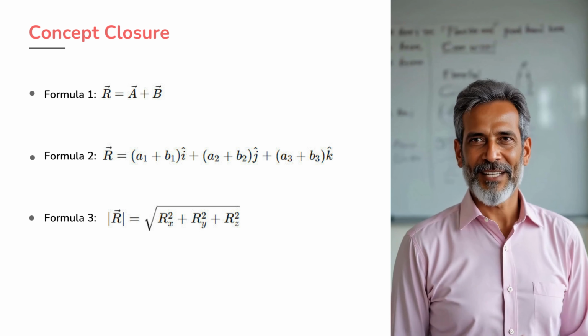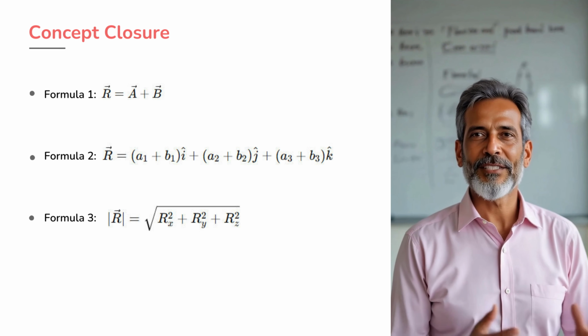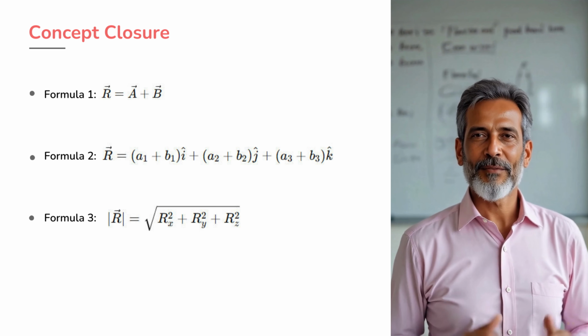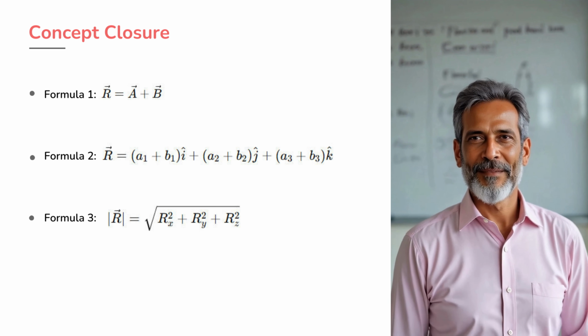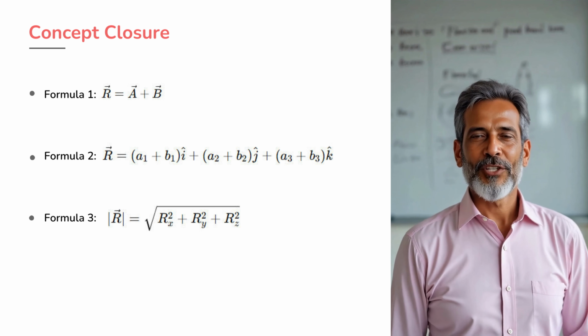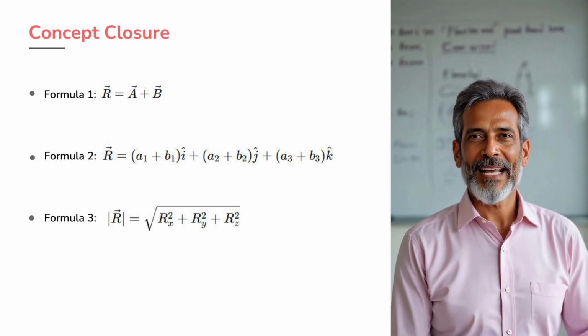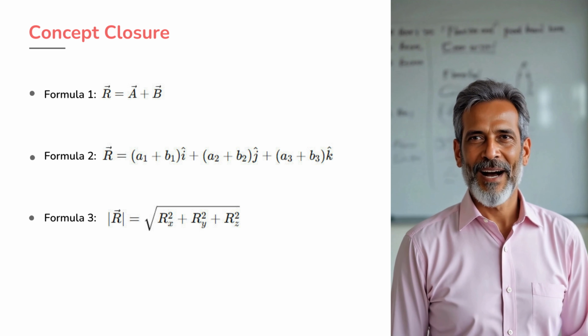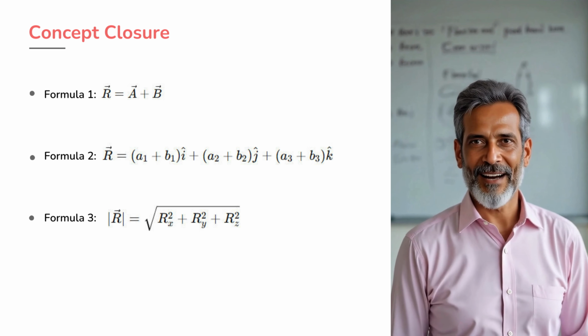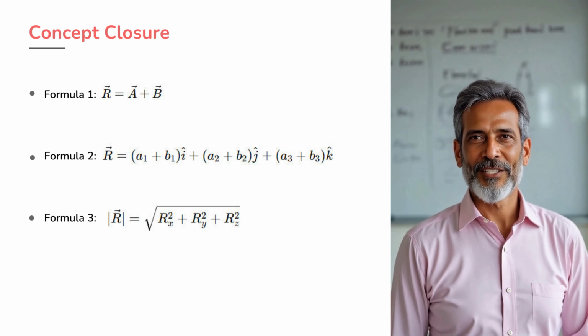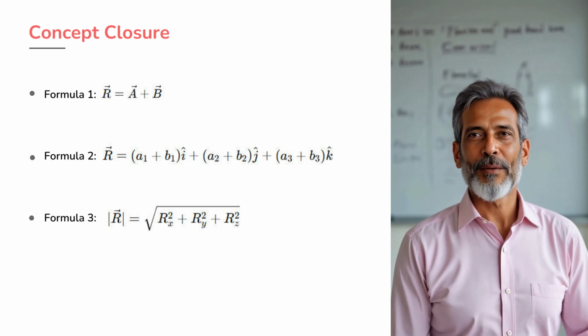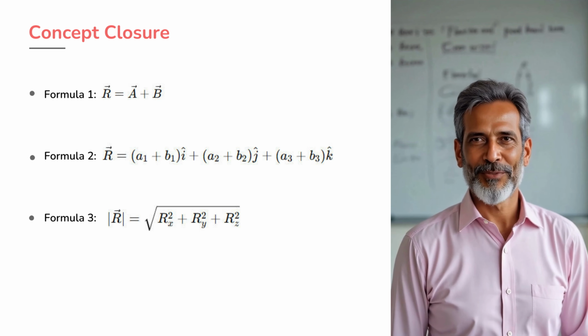Shabash. Let's quickly recap what we learned today on addition of vectors. First, the key formula. Vector R equals vector A plus vector B. This applies when using geometric methods like the triangle law and parallelogram law. Second, the analytical formula for Cartesian coordinates. Vector R equals open bracket A1 plus B1 close bracket i hat plus open bracket A2 plus B2 close bracket j hat plus open bracket A3 plus B3 close bracket k hat. Third, the magnitude of the resultant vector is the square root of the sum of the squares of its components. Square root of R subscript x squared plus R subscript y squared plus R subscript z squared.